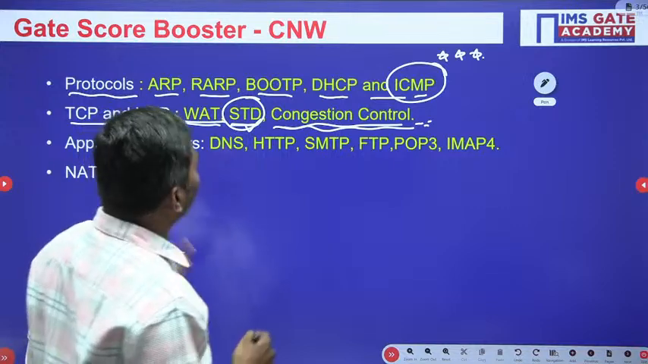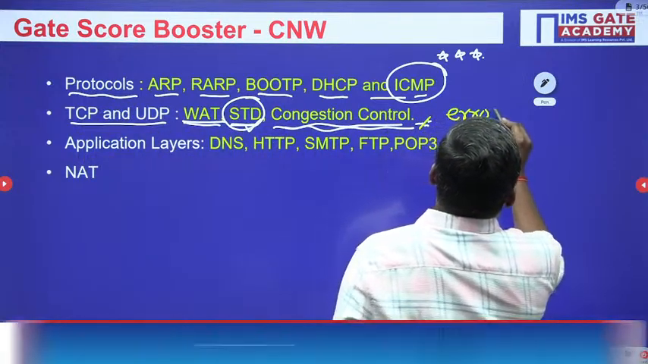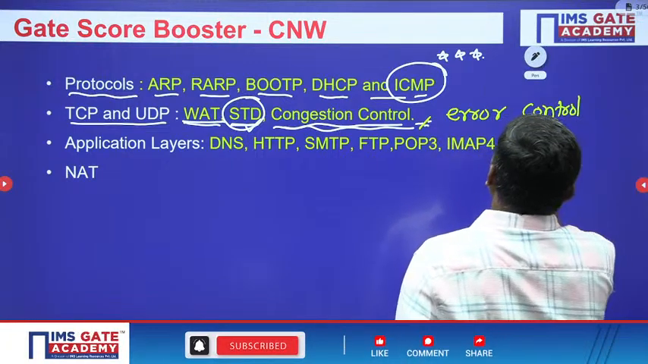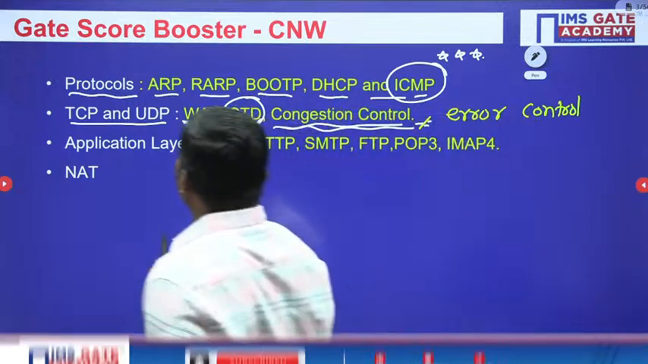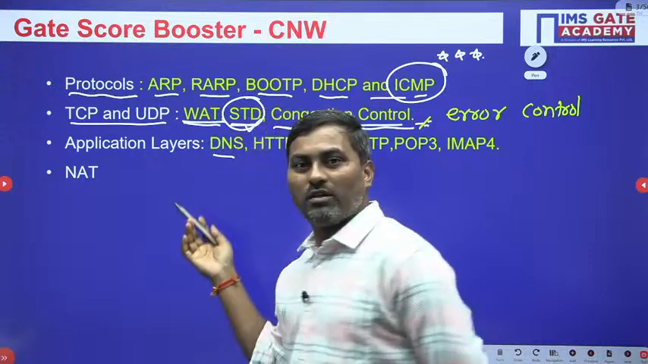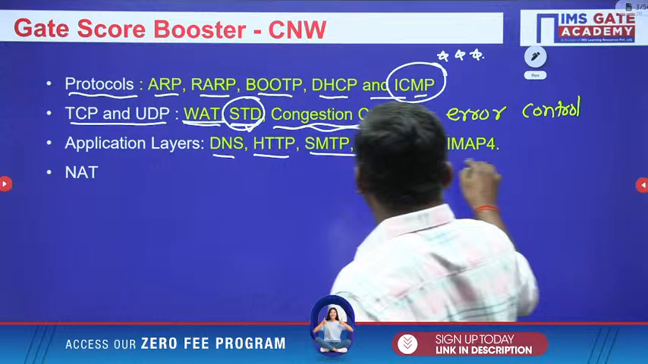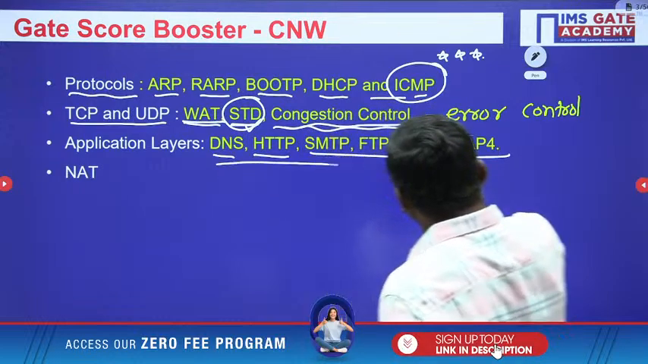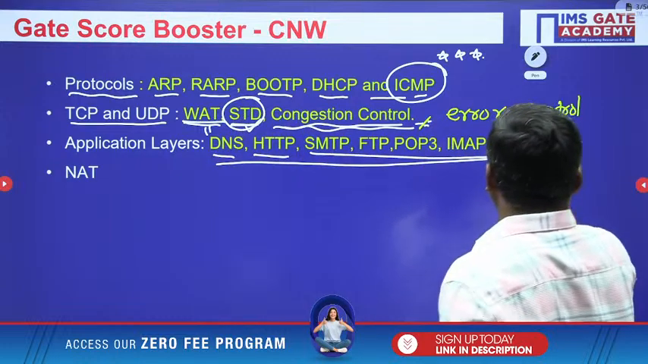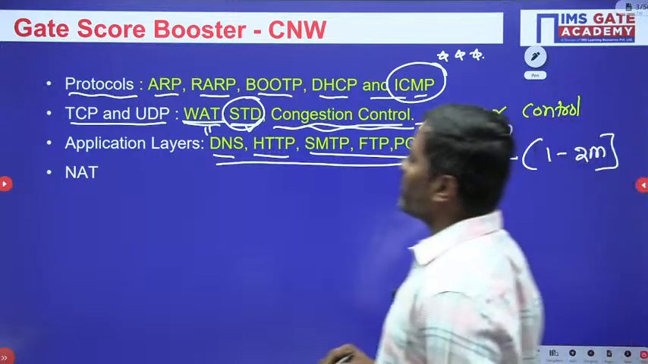You also have to study the error control mechanism in TCP, for example retransmission, and how you do it. When it comes to the application layer, focus on DNS, because theoretical questions can be expected, and HTTP. These are protocols that compulsorily come in a GATE paper. In every GATE paper you can see some questions, so we can expect 1 to 2 marks from the application layer.